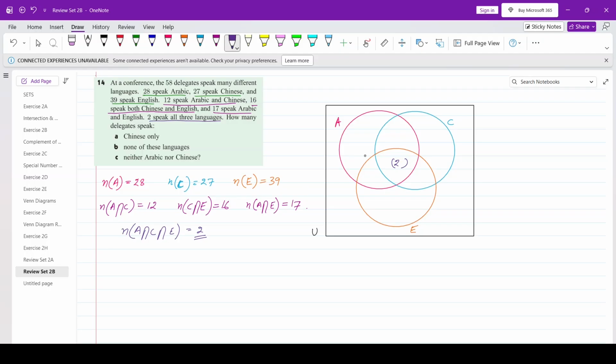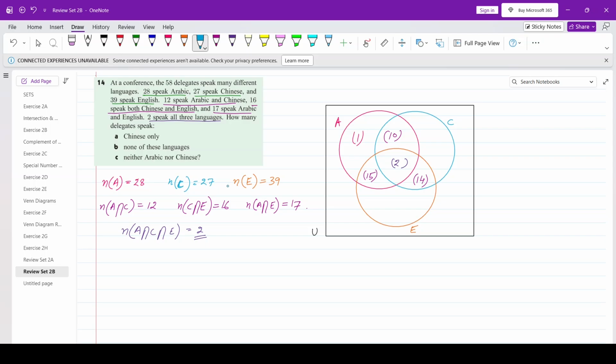A intersection C is 12. This region is 12. 2 is already taken. Therefore, 10 is remaining. C intersection E is 16. This is 16. 2 is already taken. So, 14 is remaining. A intersection E is 17. Therefore, 15 will come over here. A is equal to 28. This whole circle is 28, out of which 10 plus 15, 25 plus 2, 27 we have already considered. Hence, only 1 is remaining.